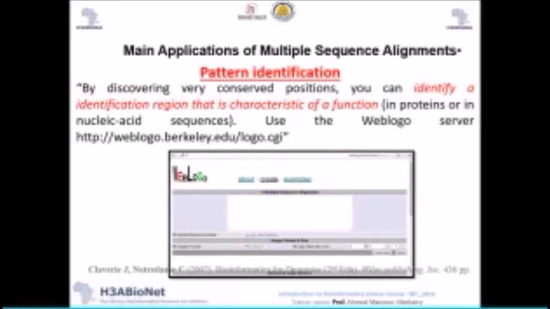This can also be used in DNA nucleotides to find, for example, promoter regions and regulatory elements in DNA. Many things can be found this way, and if you go to WebLogo, you will find a lot of examples that have been discovered through this approach.